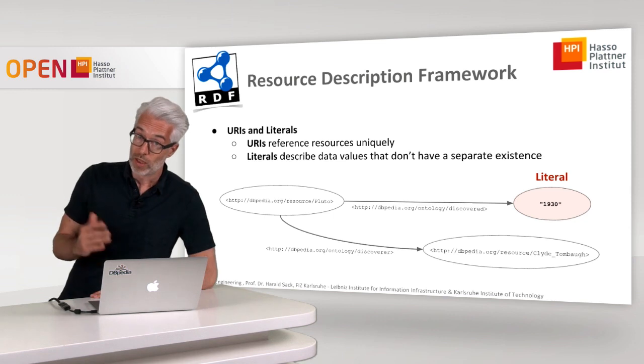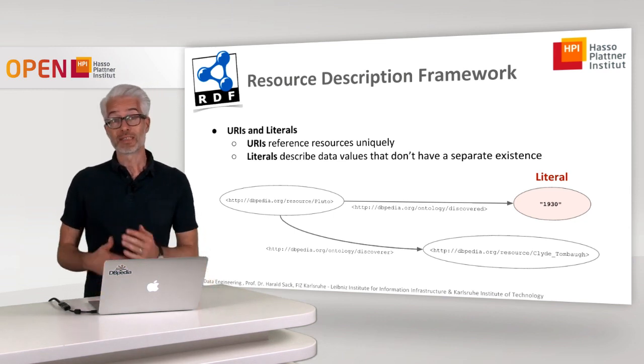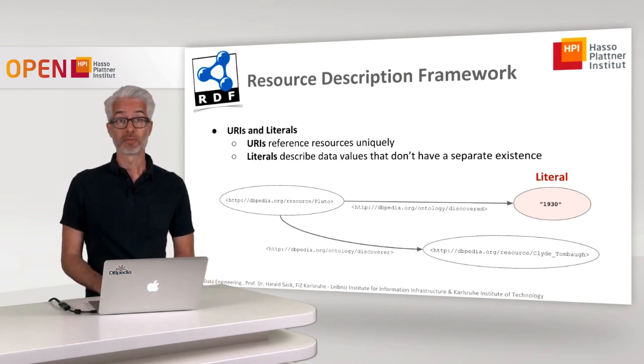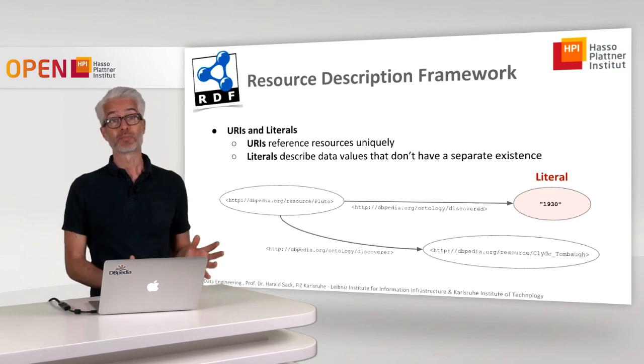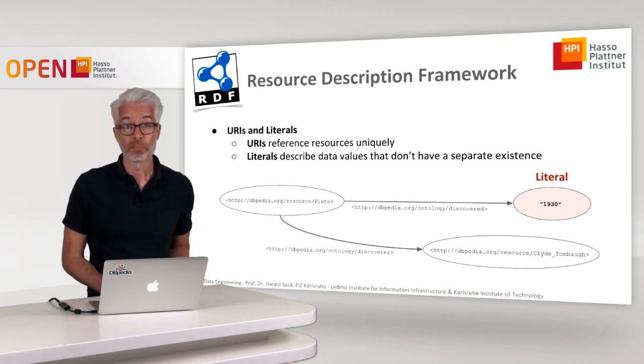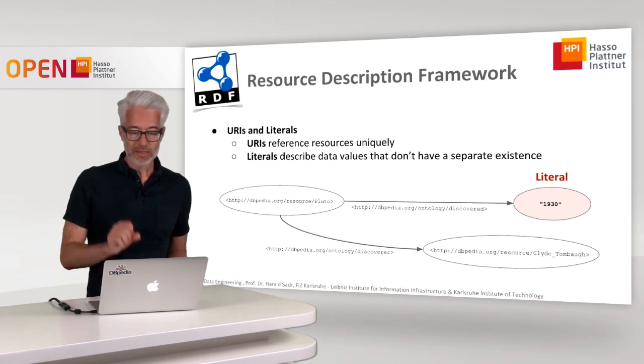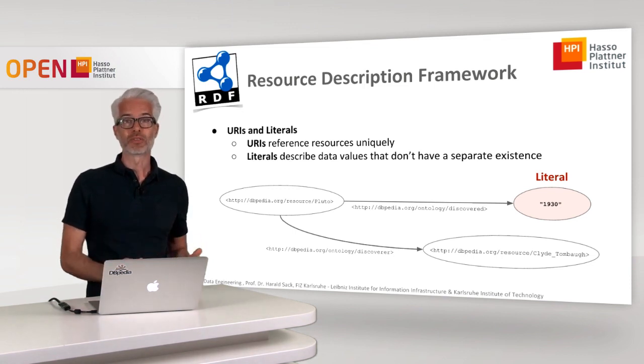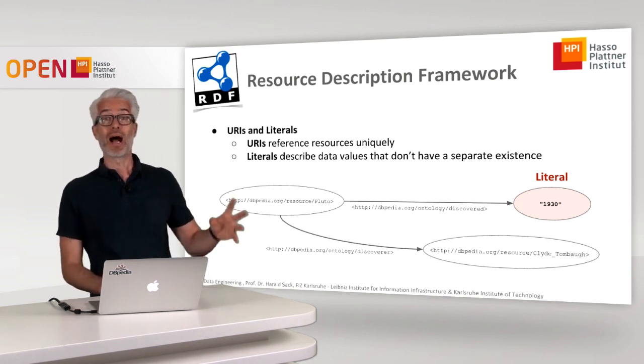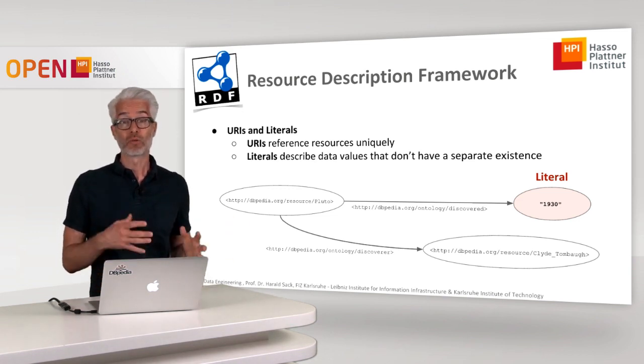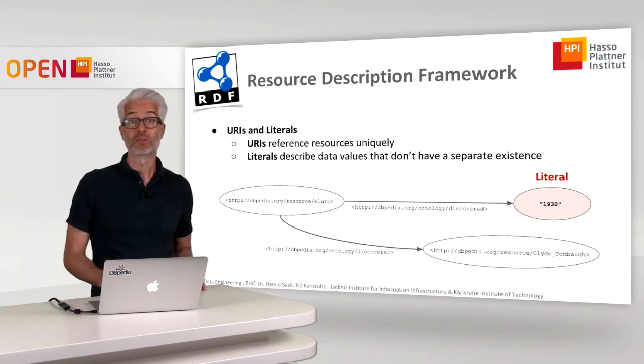So we have learned there are two different kinds of RDF statements. One is based on literals and the other one is based on URIs as objects. So literals itself describe values, so they don't have a separate existence and they cannot be referenced from outside somewhere. So usually you represent them at the spot where you need them.